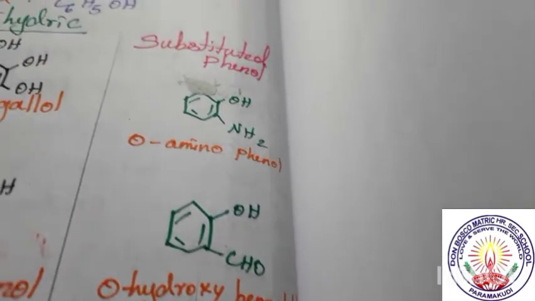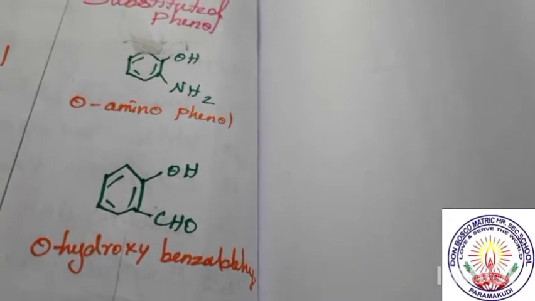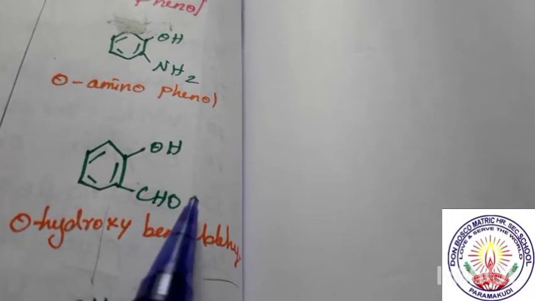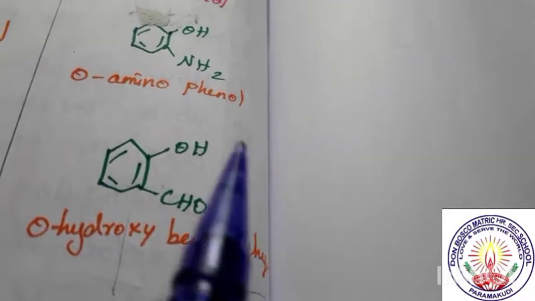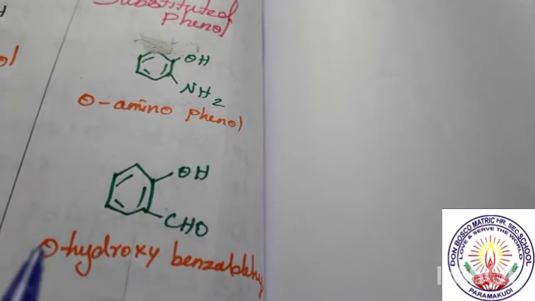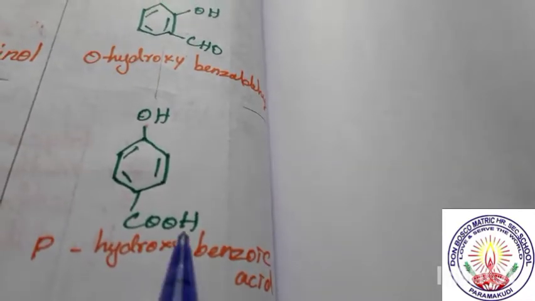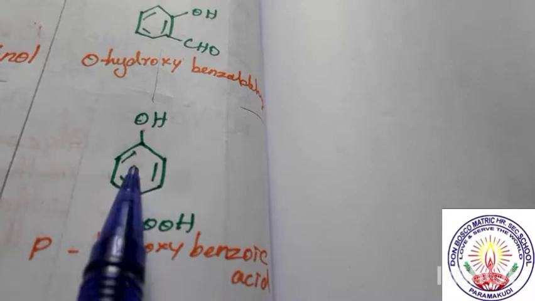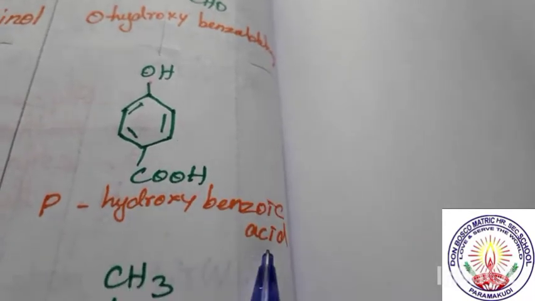The second example for substituted phenol is orthohydroxybenzaldehyde. Benzaldehyde, CHO, this is aldehyde, and this is present on benzene, so this is benzaldehyde. And this OH, where it is present? Ortho position la the OH irukkiradhanaala orthohydroxybenzaldehyde. See here, COOH, carboxylic acid is present on benzene, so benzoic acid. So where is this present? In para position, so parahydroxybenzoic acid.